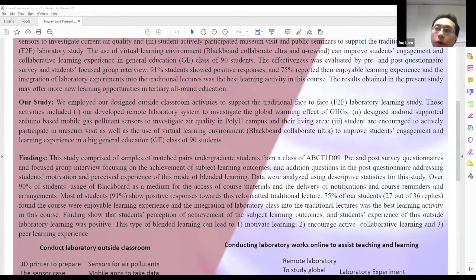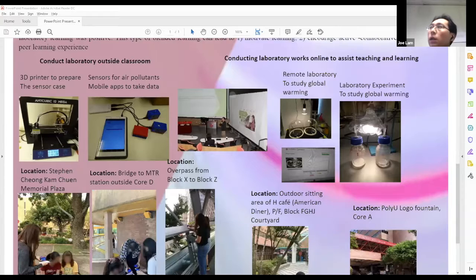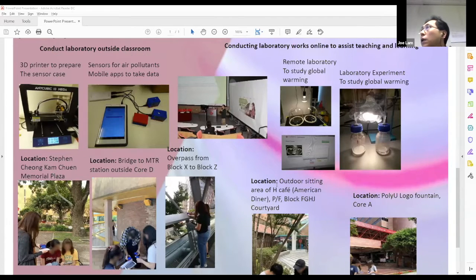So I'm going to share with you the pictures. In this poster, you can see there is a lab. There is a laboratory experiment that students can do traditionally in the lab.